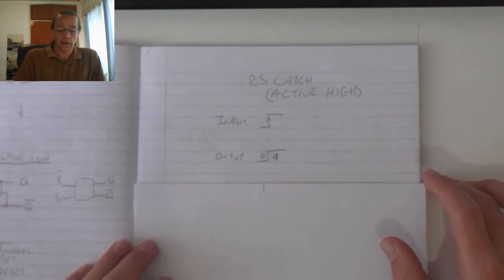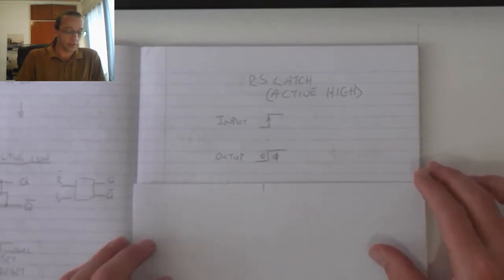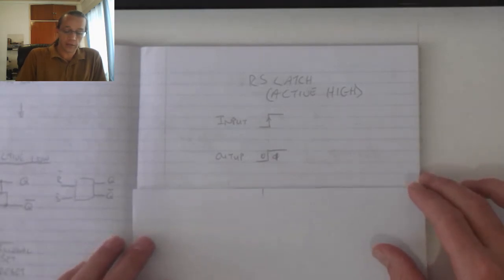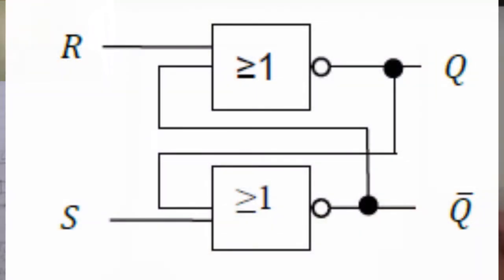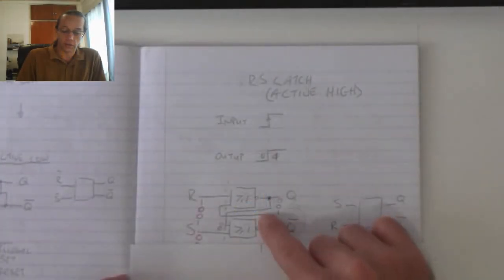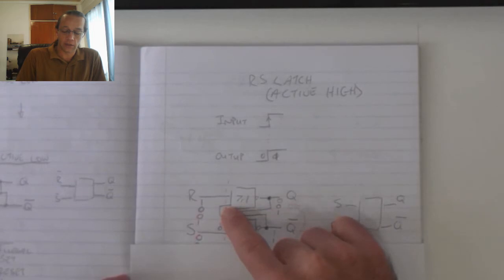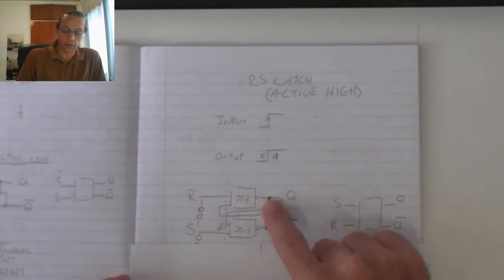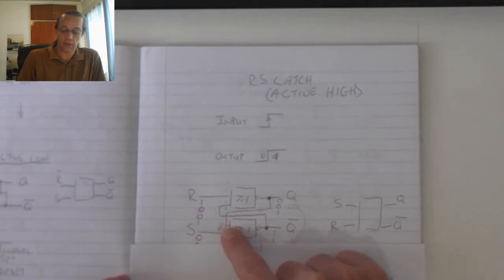Now the RS active high operates on the following. We've got reset and set. They both go into NOR gates. And then we've got Q and not Q on the output. The output for not Q feeds into the R input, and the Q feeds into the S input.